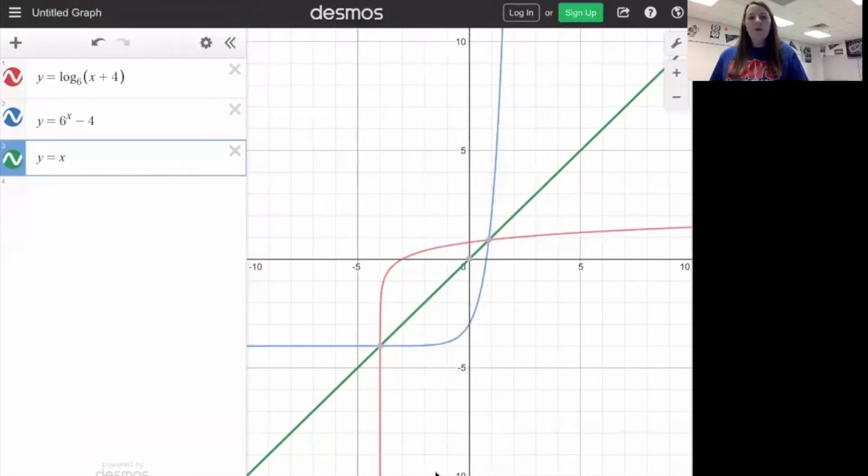So as you can see here, I went ahead and graphed both the original function, y equals log base 6 of x plus 4, and my inverse, y equals 6 to the x power minus 4, alongside the equation y equals x. So you can see graphically the red and blue functions reflect across the line y equals x, which is shown as the green equation on the graph. So we can see graphically that we did find the correct equation.